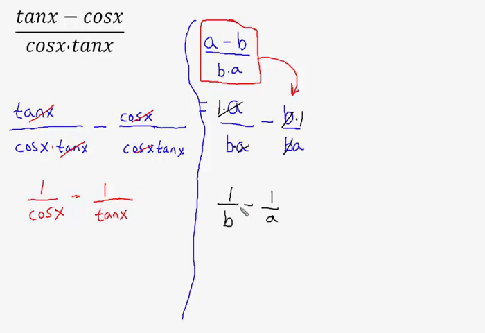It is essentially algebra. Now I'll leave it up to you to simplify further and identify what 1 over cosine can be written as and 1 over tangent of x. So we want a single trig function here, and we want a single trig function there. So hopefully this video was helpful.